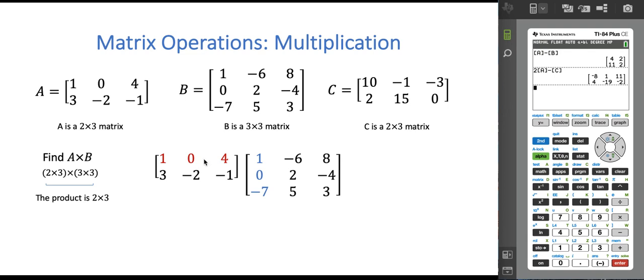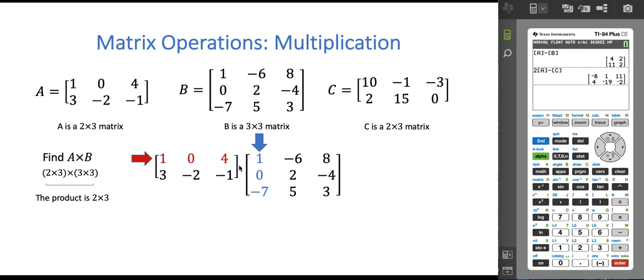We're taking matrix A and multiplying by matrix B. So what you're going to do is you're going to take this row, which is this 1, 0, 4. I tried to color code it for you. And you're going to multiply that row by this column. So think about picking up that row, rotating it, putting it on top of 1, 0, and -7.